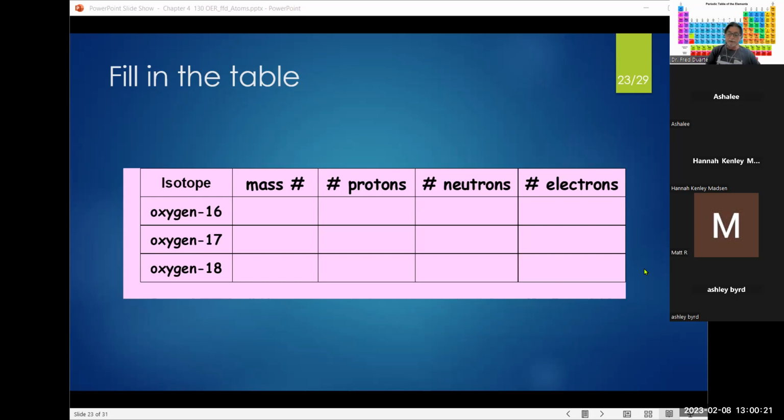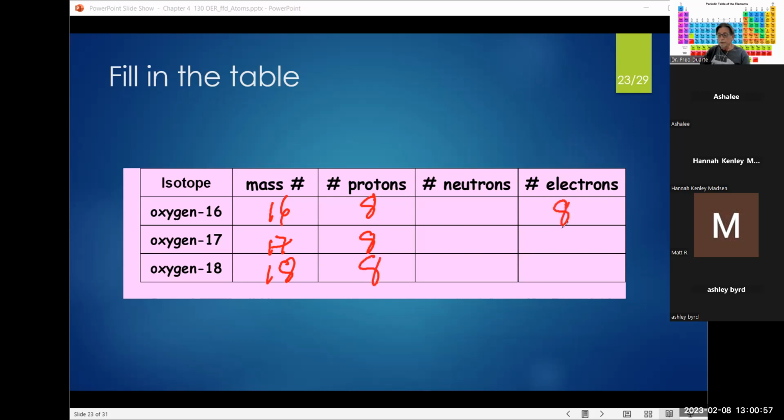Now, the mass number is given to you there. So you don't have to calculate anything because the mass number is given. 16, 17, and 18, okay? What about the number of protons? How many protons does oxygen 16 have? 8. 8, exactly. What about 17? 8. And the same is true for 18.